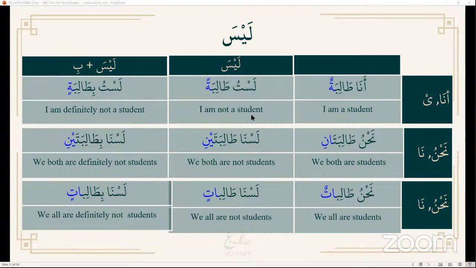Is it clear, brothers and sisters? This point is clear. And same thing, I did it for the masculine also. This is the feminine part of it. Okay, alhamdulillah.